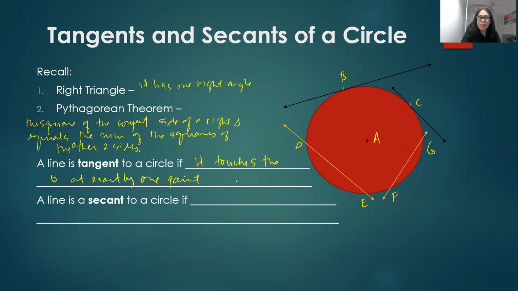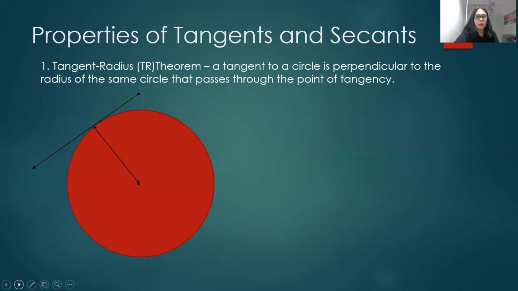Now, on the other hand, a line is a secant to a circle if it intersects the circle at 2 points. Okay, so we'll work on some properties of tangents and secants.